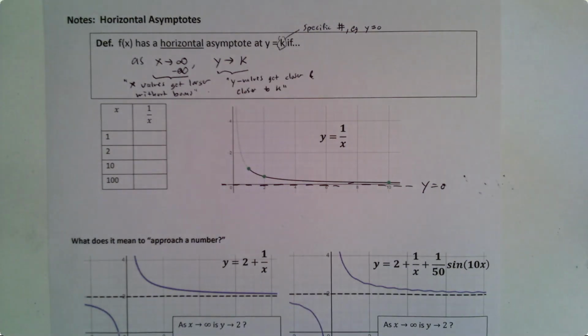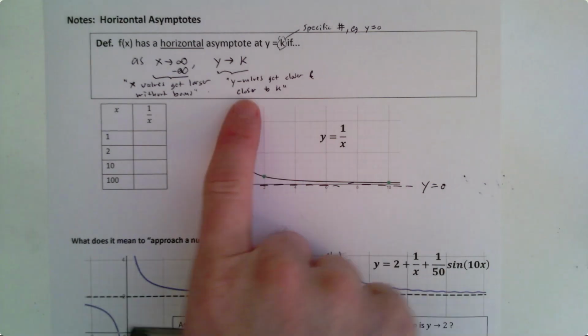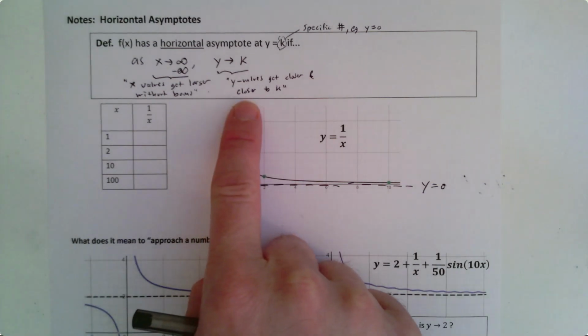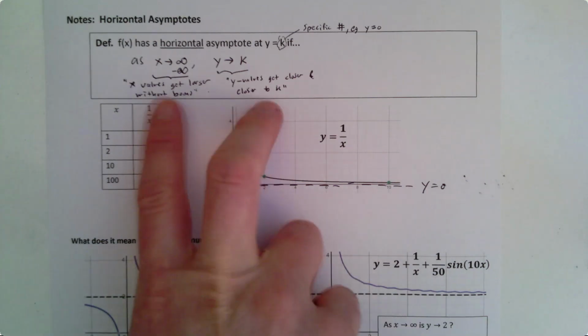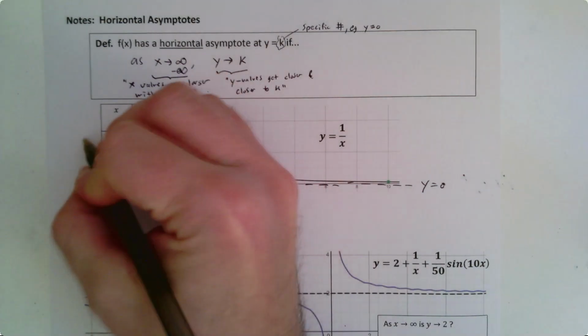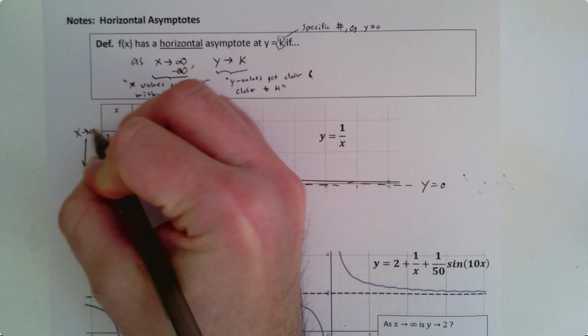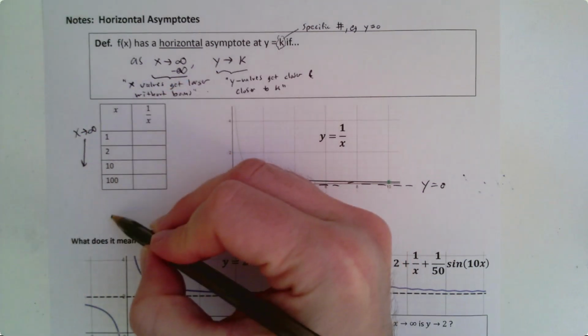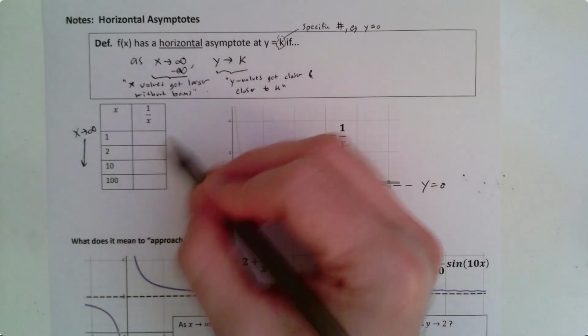In just a second, we'll see why it's not actually as clear as it seems to say that y values are getting closer to a number. But right now, let's just see how that definition fits the example we know. So here, you see the x values are getting larger and larger without bound. They're approaching infinity. What happens to the y values?